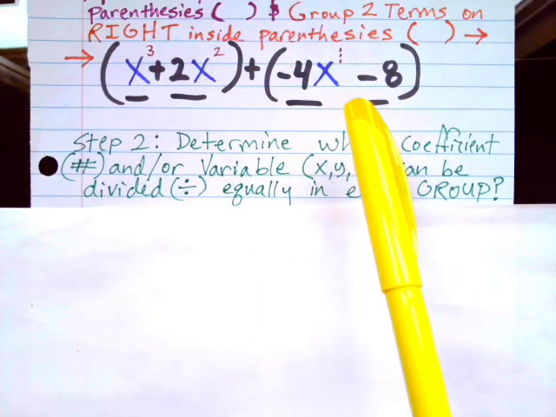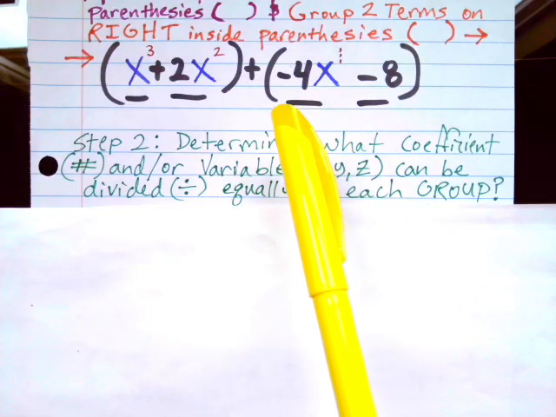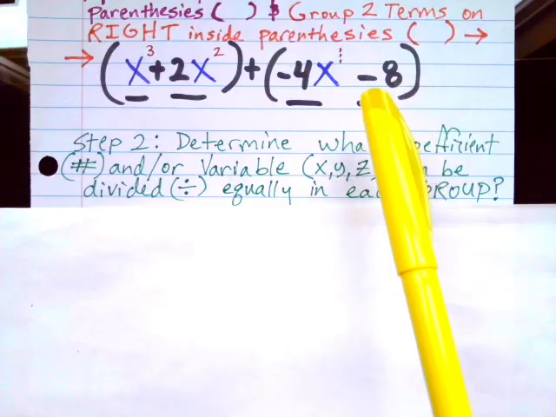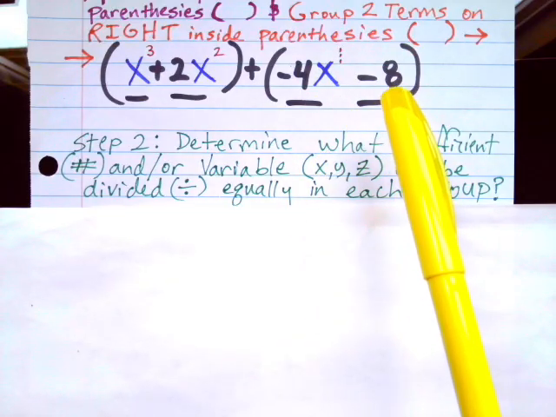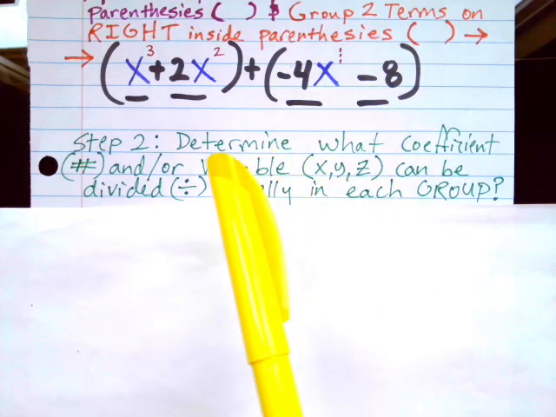So I know that I can divide a -4 into -8 evenly without a remainder. And I know I can divide a -4 into -4x. And because the -8 does not have an x value, that's where I stop. I can factor out a -4 from each of those terms.